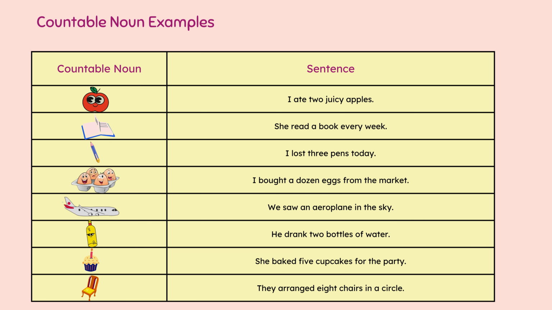Aeroplane. We saw an aeroplane in the sky. You can count airplanes too. 1, 2, many. Bottle. He drank 2 bottles of water. Here, 2 bottles shows quantity. Cupcake. She baked 5 cupcakes for the party. Cupcakes are clearly countable. Chair. They arranged 8 chairs in a circle. 8 chairs gives an exact number. Each of these nouns can be counted, so they are all countable nouns.